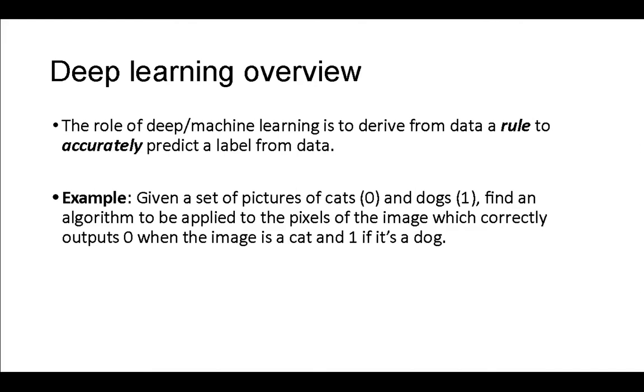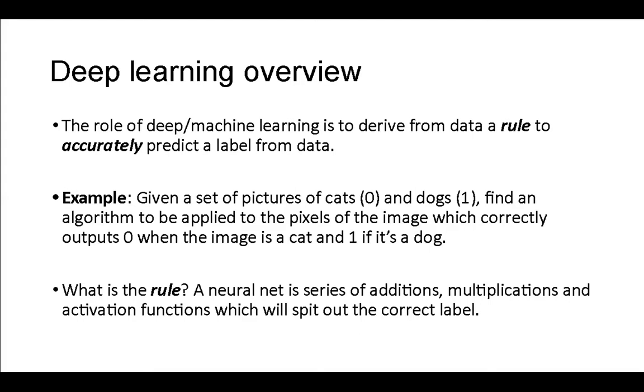A straightforward example, and you may have already heard of this one, is given a set of pictures of cats, which we label 0, and dogs, which we label as 1, find an algorithm that can be applied to the individual pixels of the image, which will correctly output 0 when we give it an image of a cat, and output 1 if we give it an image of a dog.